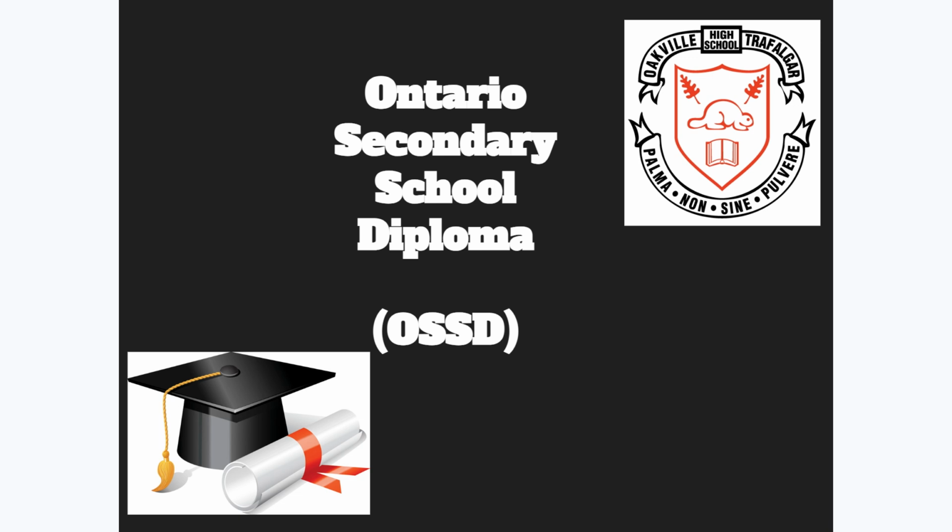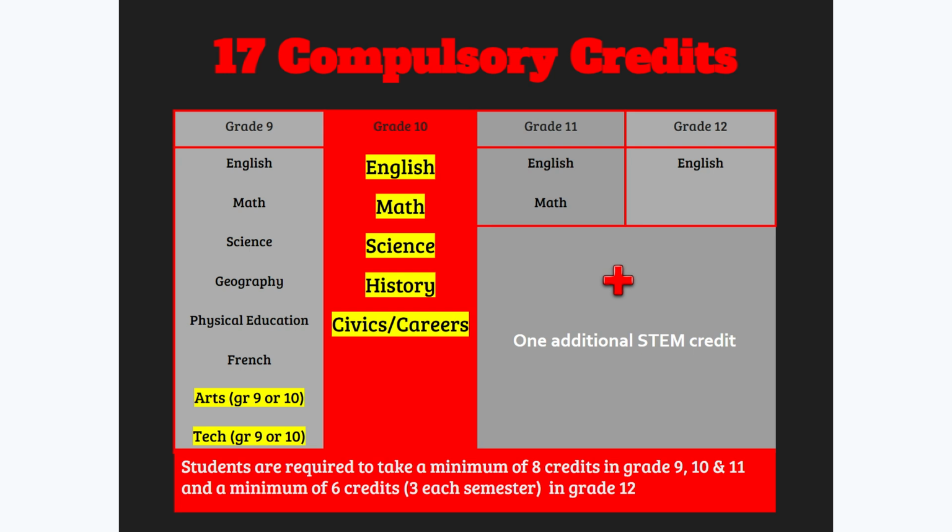The goal is to earn your Ontario Secondary School diploma. This includes various components which we'll review today. There are 17 compulsory credits in high school as outlined here.